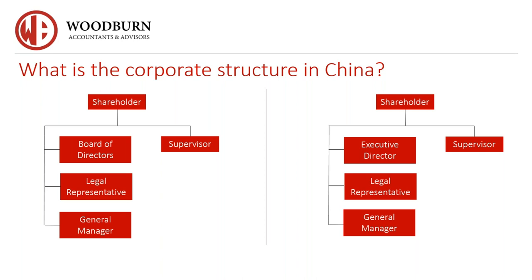Because the structure on the left requires a board of directors where you need to have a minimum of three people, and then a supervisor who is separate from that. So that means in total, for the total structure, you would need at least four people. With the executive director, instead of the board of directors, you need at least two people. So you could have somebody who is the executive director, legal rep, and GM, and then someone separate who is the supervisor. So it really comes down to what type of structure you have, whether you have a lean structure or not.